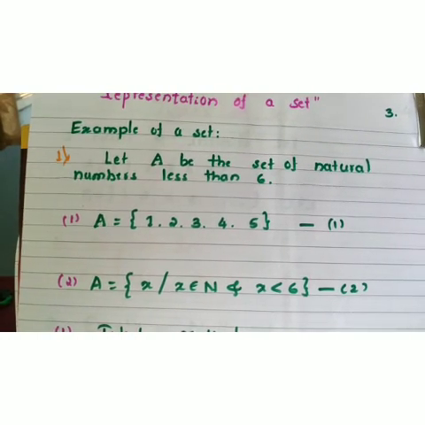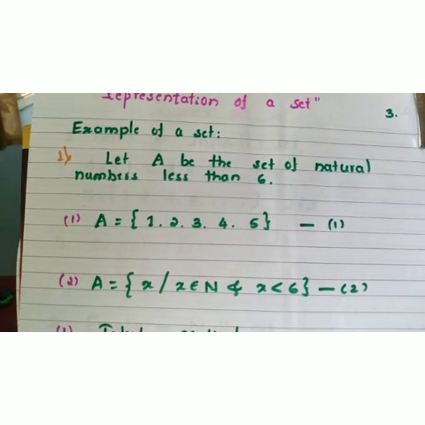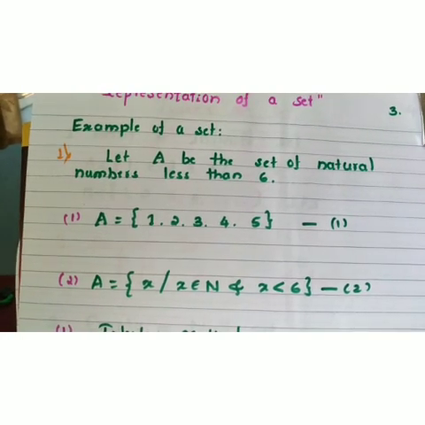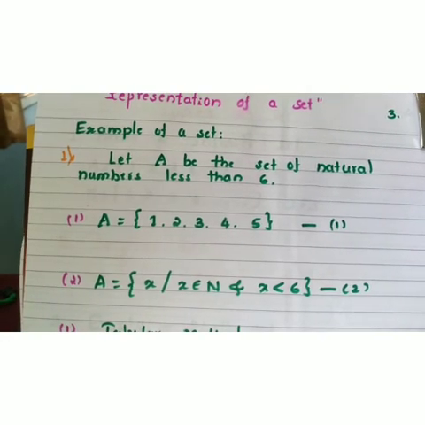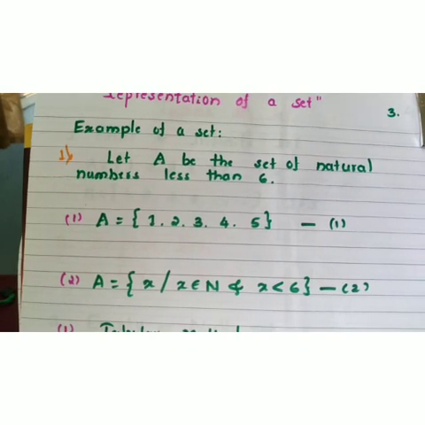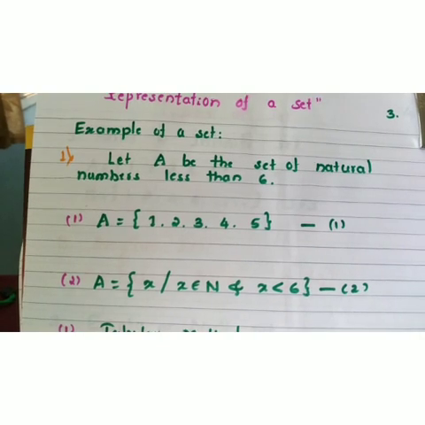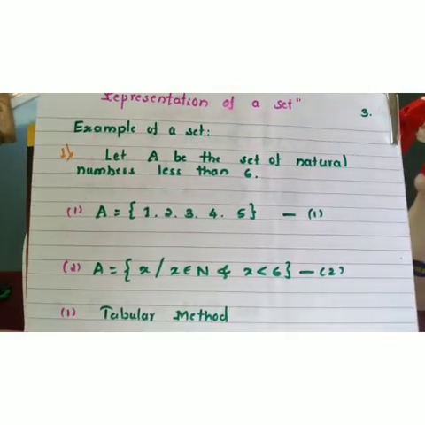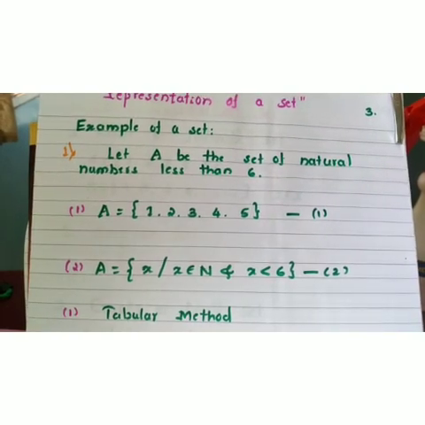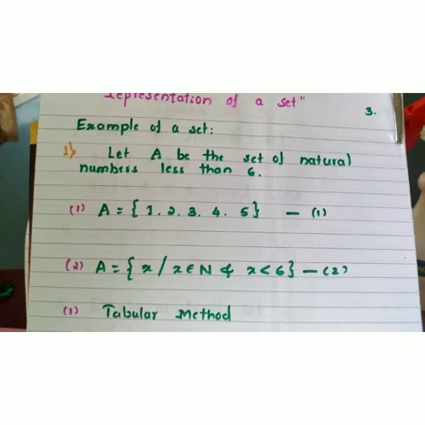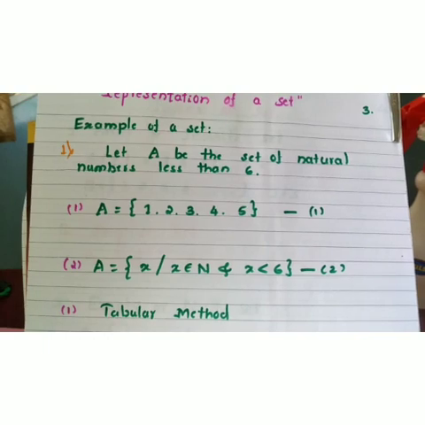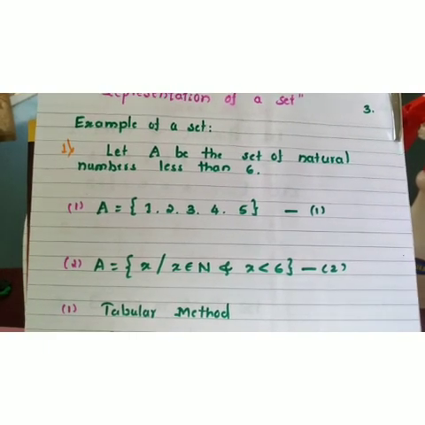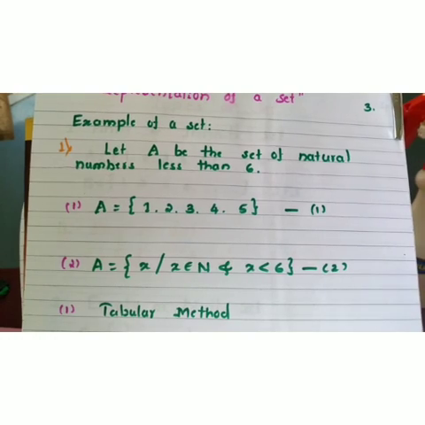In the first method, the members or elements, we write those particularly: 1, 2, 3, 4, 5. But in the second method, we do not write those numbers; we represent the numbers by means of a symbol. So the first method is called the tabular method. In the tabular method, to represent a set, we write the particular elements in the brace bracket, in the flower bracket.